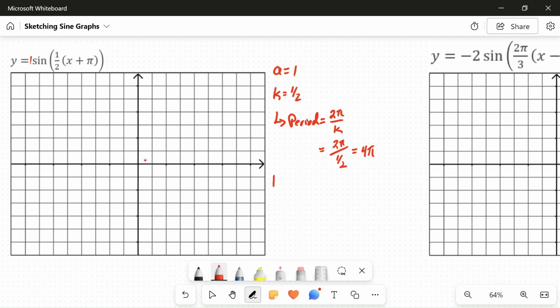Okay, and then let's keep going. Our phase shift, the b value: we have x plus pi in the equation, which means our phase shift is actually negative pi. We always do the opposite sign, so it's a shift to the left. And then our vertical shift, there's nothing on the end there, so our vertical shift is just 0. When we graph this, we're again going to start with the midline, which in this case is 0.